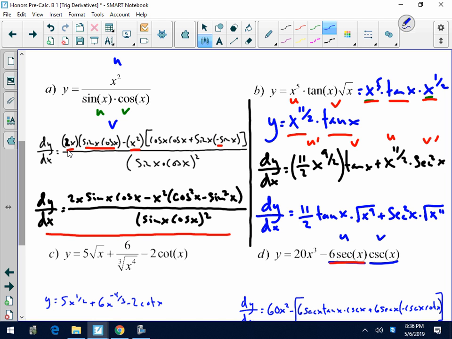One thing I did here is with those fraction exponents, I basically wrote them behind the trig functions. And that's generally the order in which you'd write things. So right here I have 11 halves tan x times the square root of x to the 9th, and then plus secant squared x times the square root of x to the 11th.